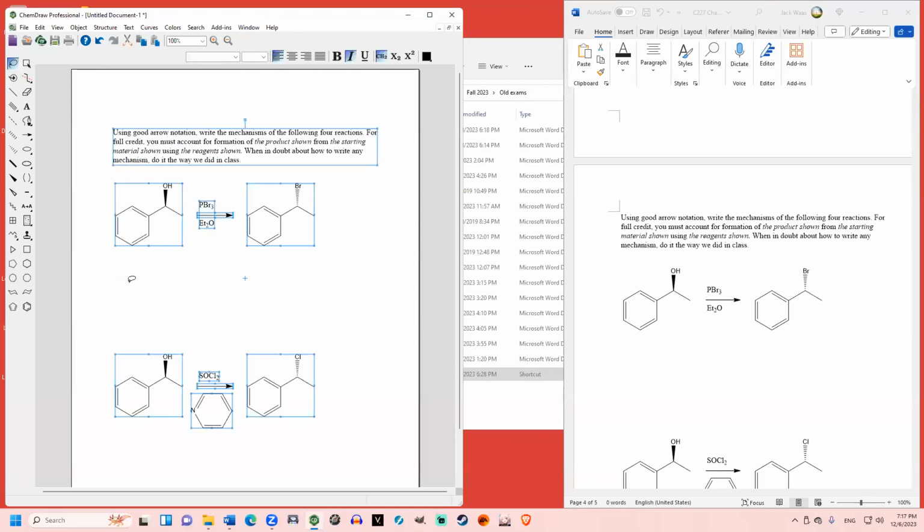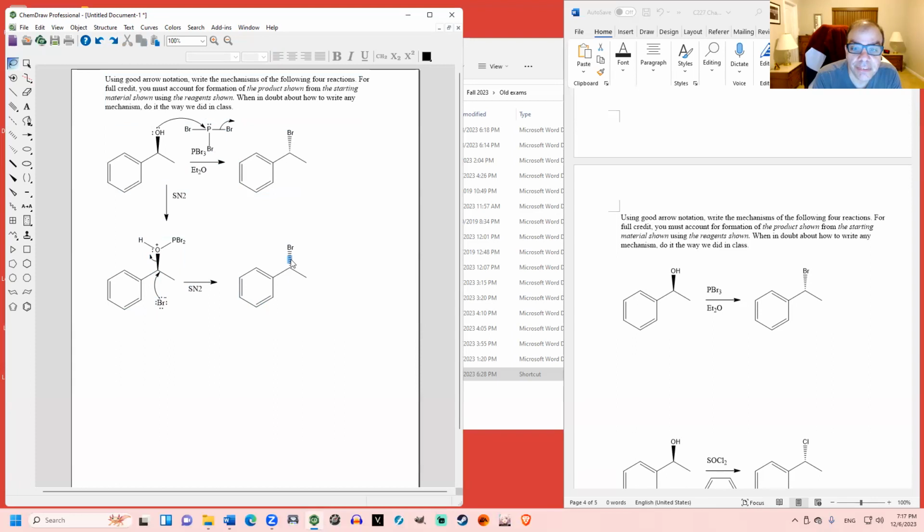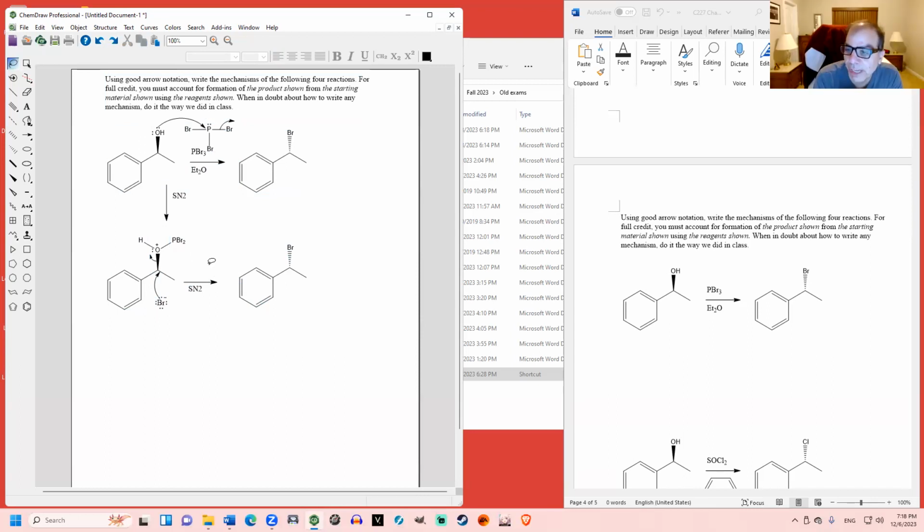So pretty straightforward, just 2 steps. Just real quick, since the Br comes from the back, that's why it's a dotted bond. Yes, it's because it comes from the opposite side of the carbon-oxygen bond. And it's SN2, and that changes the stereochemistry. Yep. Okay, thank you.